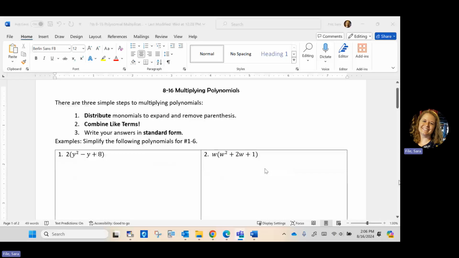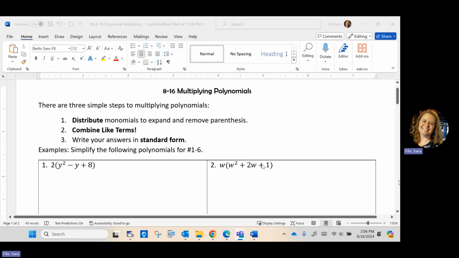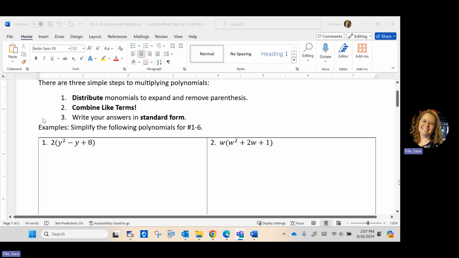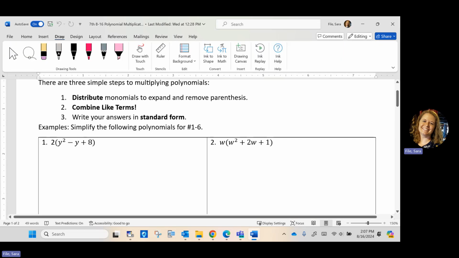About all the vocabulary, so we shouldn't have to go back over all that again. If you're confused on any of that, you can go back and look at those notes. So multiplying polynomials, we're going to focus today on multiplying a monomial, a single term outside the parenthesis, times some sort of polynomial. So it's always going to start with distribution.